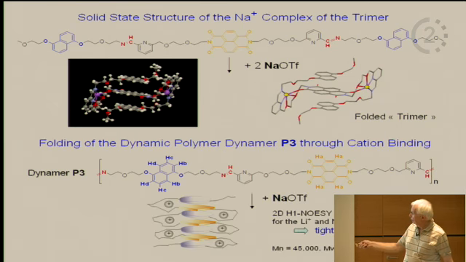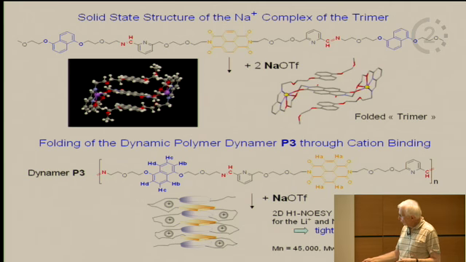Now, with this in hand, if you make it a dynamer, a polymer, this polymer should have these features along the polymer with sodium. And this agrees with the NOESY spectra which have been done. The molecular weight is about 45,000. And so this is what you should have.